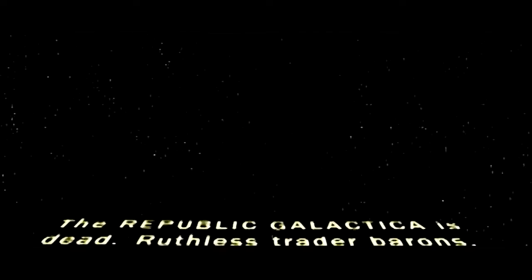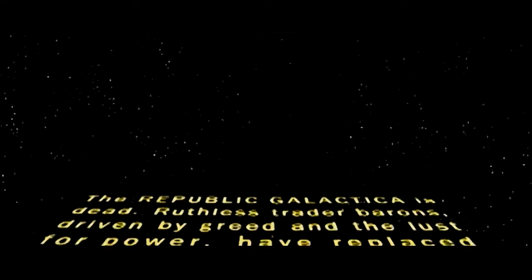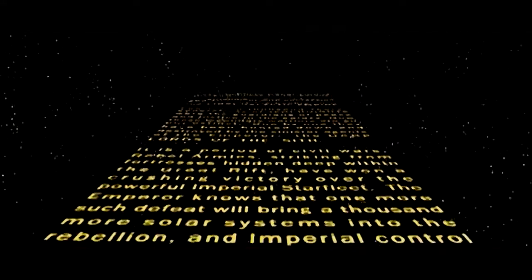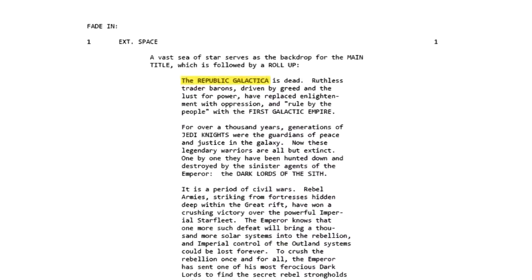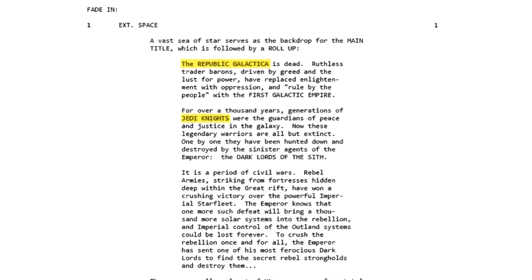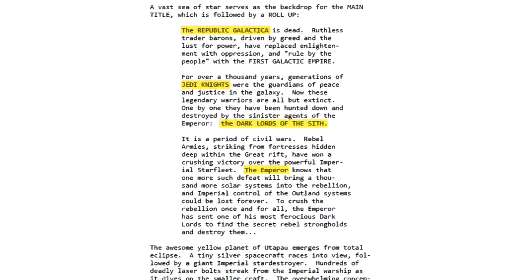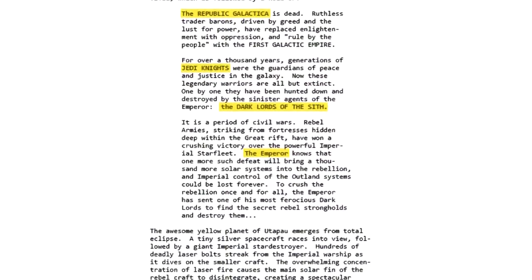The film always began with the famous opening crawl. However, the text itself in earlier drafts was long, really long, and it bombarded the audience with information, especially for a first-time viewer. It talked about the Republic Galactica, the Jedi Knights, the Dark Lords of the Sith, the Emperor, none of which will be immediately relevant to the story we're about to watch.